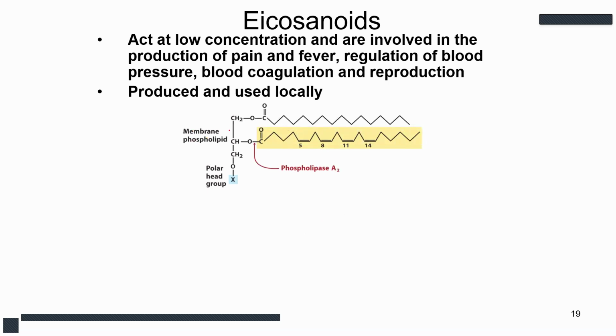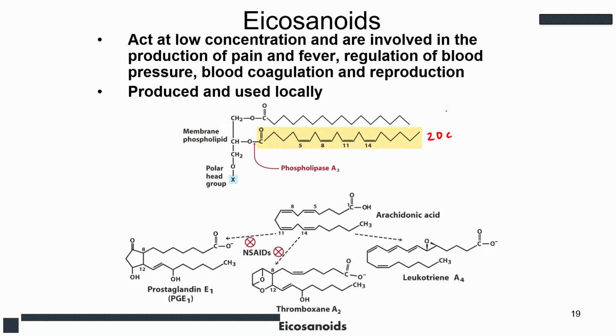Okay, so here is a membrane phospholipid. Now, this is going to be a glycerophospholipid. Phospholipase A2 takes this molecule. This is 20 carbons. I believe eikos is 20 in Greek. Now, this 20 carbon long molecule, once it's released from a glycerophospholipid, is going to fold into this molecule right here, known as arachidonic acid.